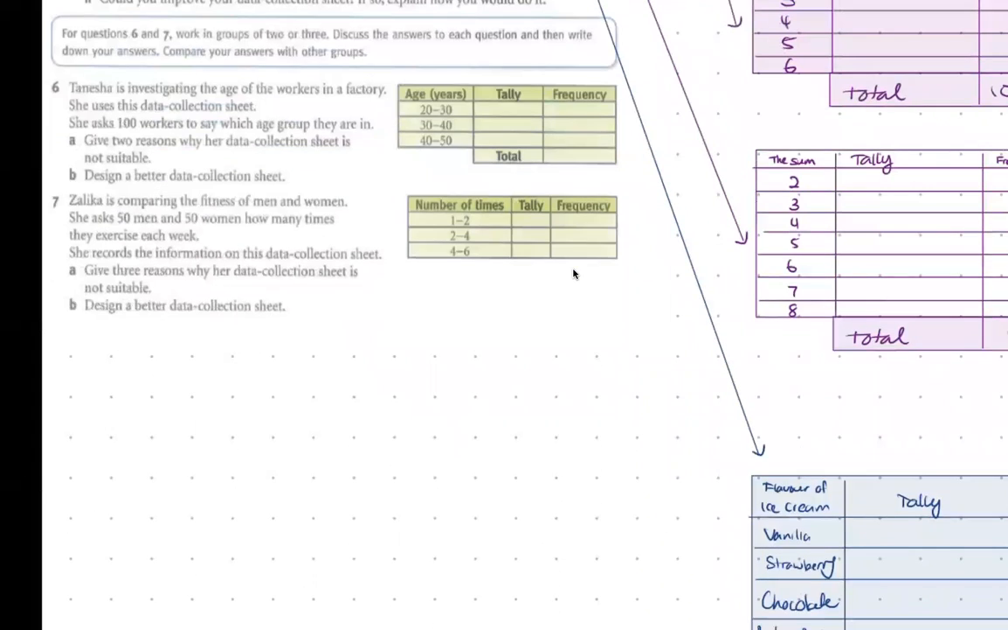Number 6, Tanisha investigating each worker in the factory. She uses data collection sheet. She asks 100 workers to say which age group they are in. Give 2 reasons why a data collection sheet is not suitable. So here we can have a few examples. So 6, we need to have 2 reasons. Overlapping values. Okay, then the second one will be no age above 50 and below 20.